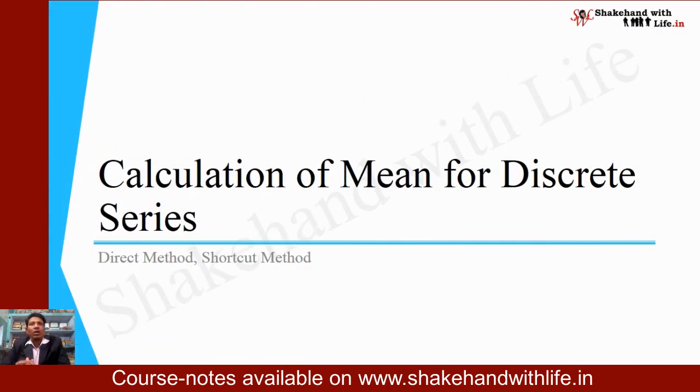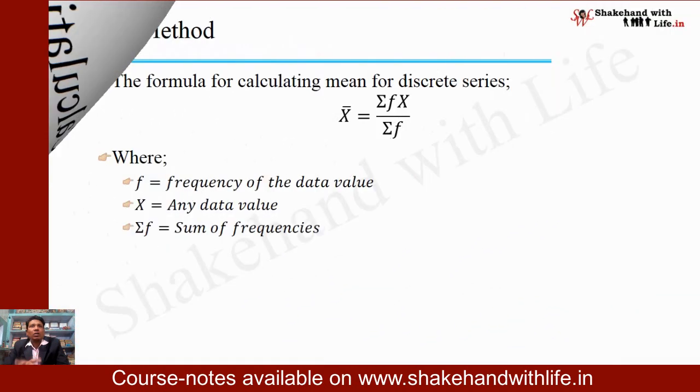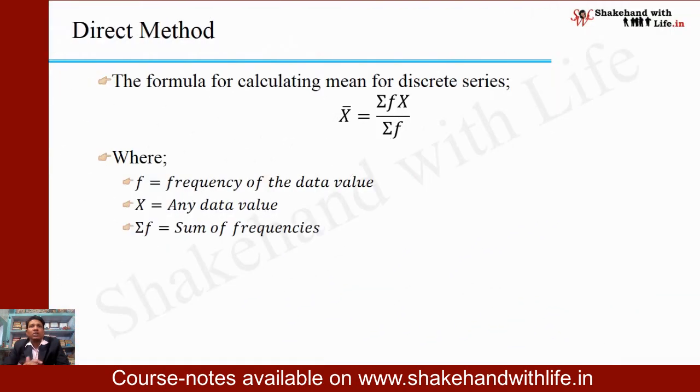Now here you will learn how to calculate the mean for discrete series using direct method and shortcut method. The formula for direct method in case of discrete series, x bar is equal to sigma fx divided by sigma f. I have replaced the xi with x for simplicity of understanding the formula, where f is the frequency of the data value, x is any data value, and sigma f is the sum of the frequencies.